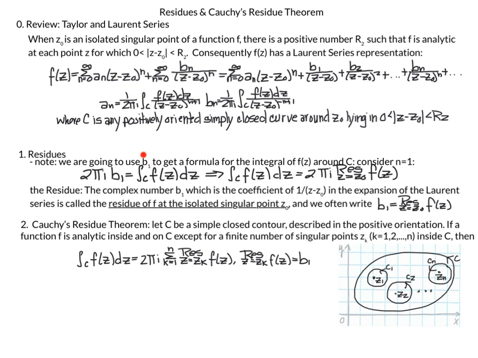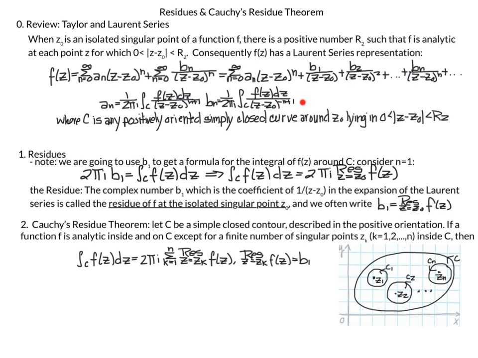So we're going to use b1. b1 is this term here. So it's the coefficient in the Laurent series that goes with (z minus z naught) where n is equal to -1. We're going to use this b1 to get a formula for the integral of f of z around c. So looking here at our formula for the coefficient b sub n, let's consider n equals 1. Then we have b1, and we're going to move the 2 pi i to the other side of the equation.